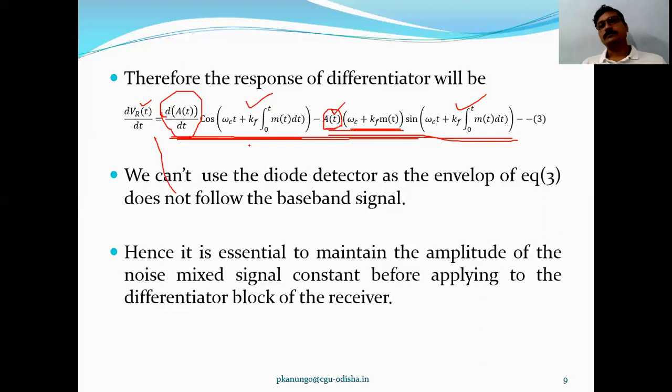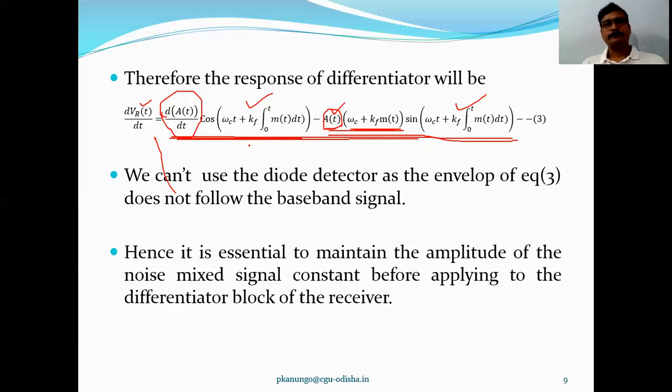This is because of the amplitude varying FM signal. And why is the amplitude varying? Because this A(t) is not proportional only to my baseband signal; A(t) is also proportional to the noise. So what we want to do is fix the amplitude, or make the amplitude of the received noise mixed FM signal a constant.